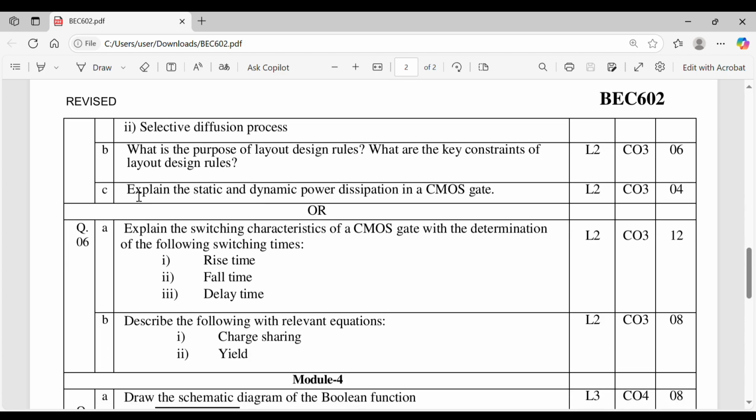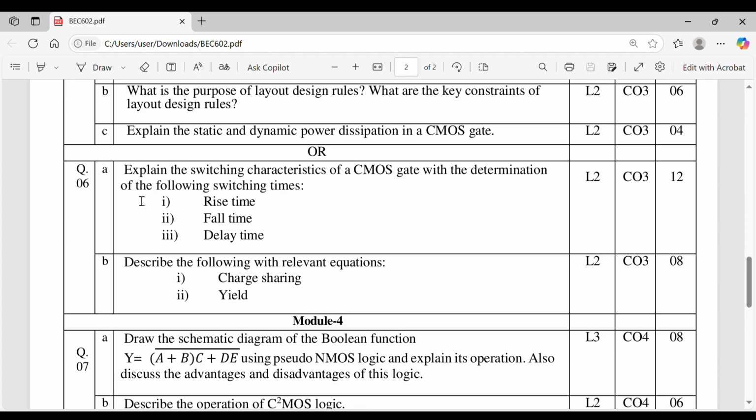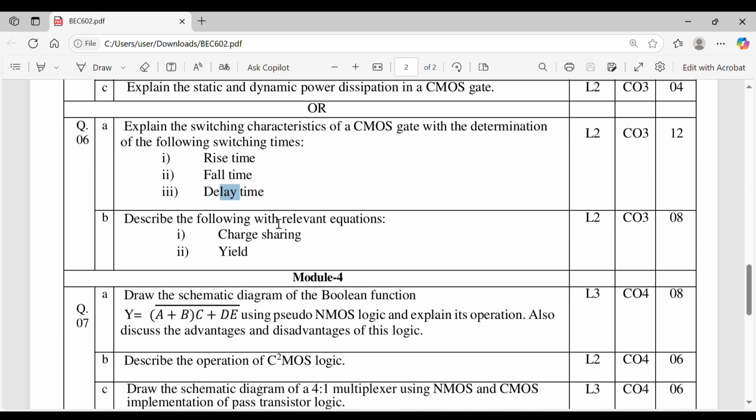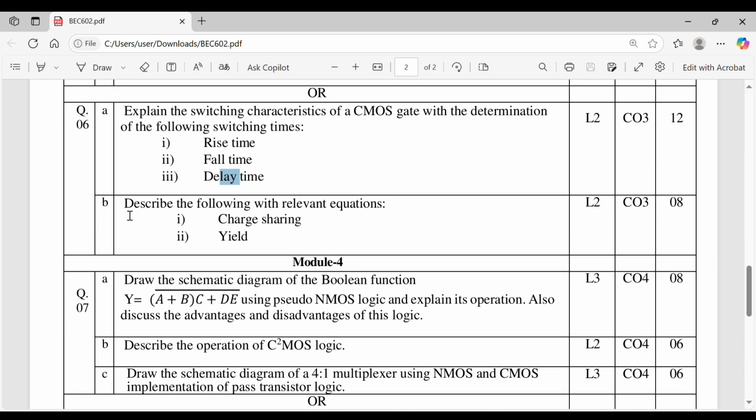And 5C question is explain the static and dynamic power dissipation in CMOS gate. This is also very important. Every exam this question will be there for sure. 6A question is explain the switching characteristics of CMOS gate with the determination of the following switching times: rise time, fall time, delay time. Next in 6B question, describe the following with the relevant equation: charge sharing and yield.